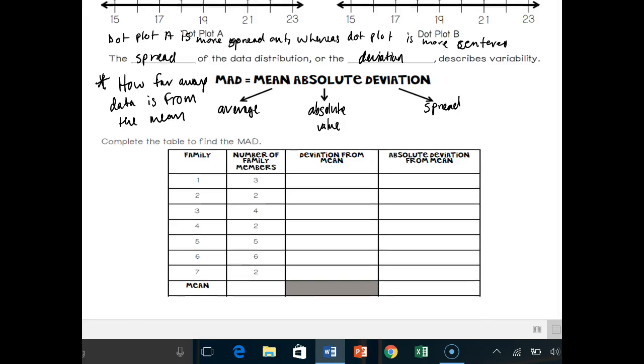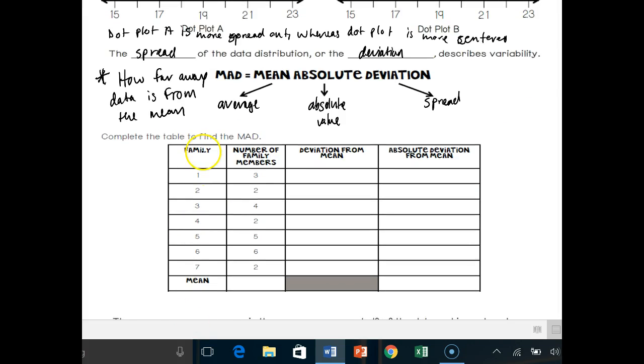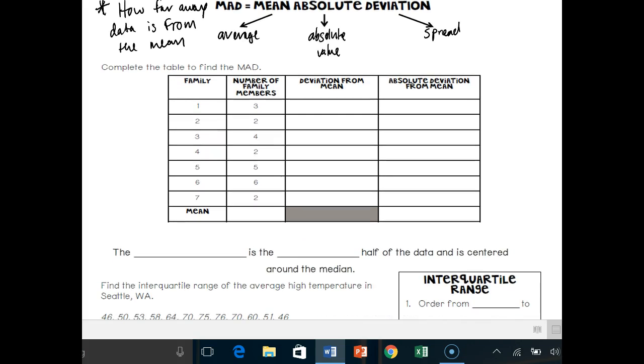So we've got 7 families here, and they're telling you how many people they have in their family. The first thing you need to do is find the mean, right? So you're going to add up these numbers. They give you a total of 24, and then divide by 7 since you had 7 families. That gives you about 3.43, so we'll just round it to 3.4.